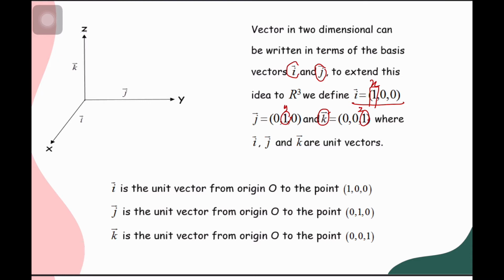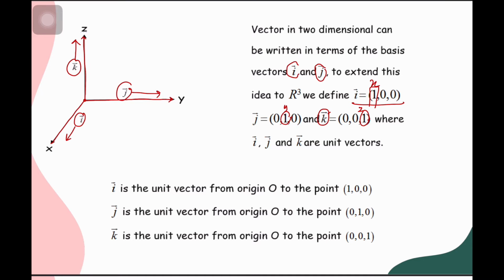Okay, so i is the unit vector from the origin 0 to the point (1, 0, 0). So you see, i is from the origin to x. j is from the origin 0 to the point (0, 1, 0), that is, to the point y. And k is from the origin to the point z. So these are the unit vectors that represent each direction: i in the direction of x, j in the direction of y, and k is the vector in the direction of z.